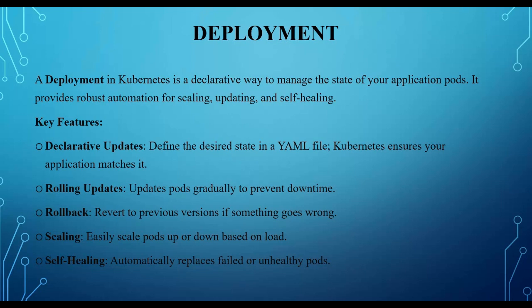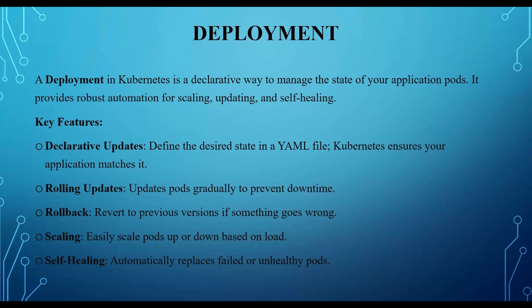So declarative update means it declares the desired state in a YAML file. It ensures your application matches it. So we are writing a script using the YAML file, it declares the desired state in this YAML file, and it ensures your application matches it. Coming to the rolling update, it updates pods gradually to prevent downtime.